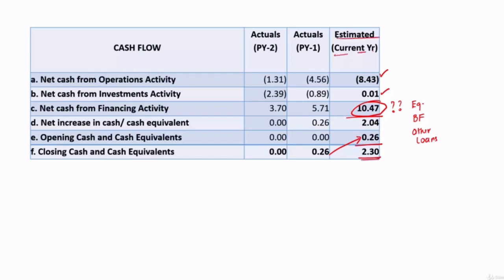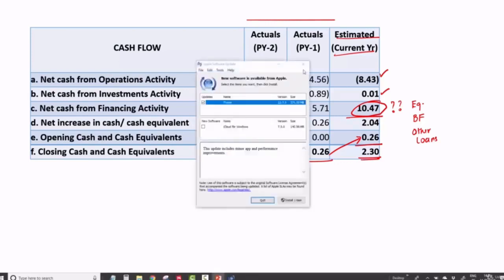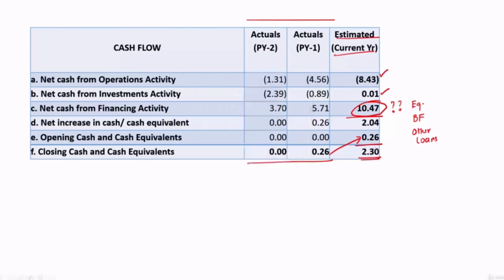Now this is only an estimate, it may or may not happen, but it should be as realistic as possible. But these two are actuals, and the reasons for the deviations or higher levels all have to be explained. So this is how we typically analyze a cash flow statement in loan proposals.